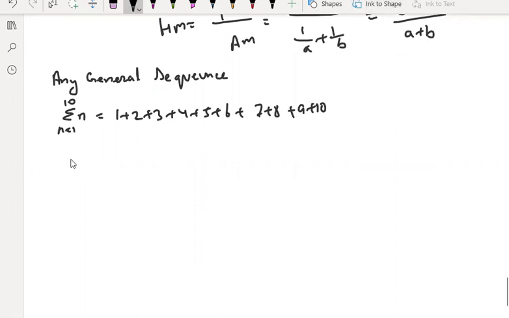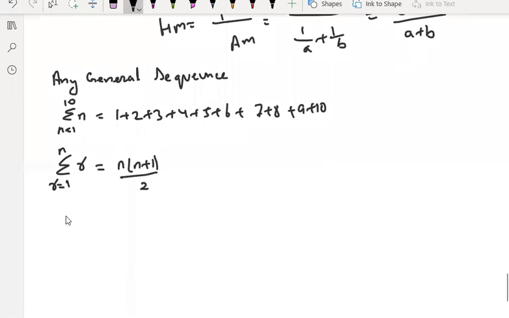Okay. So we have a formula which is summation of r, r is equal to 1 to n. It is just a variable, right? It is basically n into n plus 1 by 2. I hope everyone remembers this. Sum of all natural numbers, right?